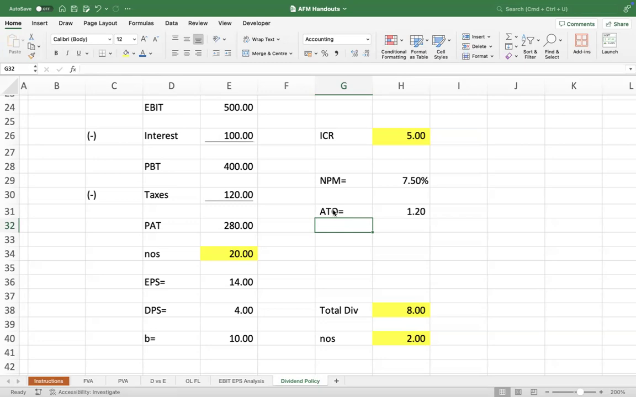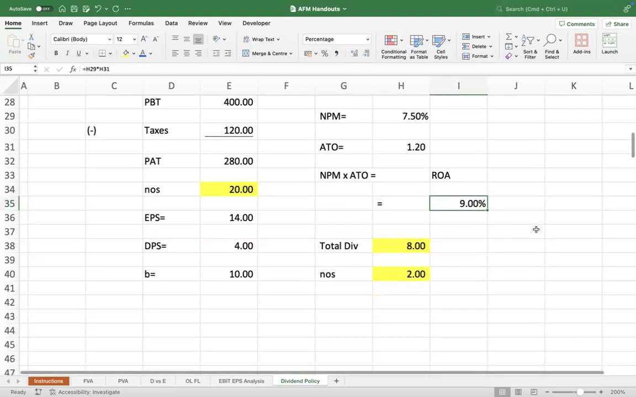So if I do NPM into ATO, what does it tell you? It will give you net profit by sales into sales upon assets. So sales and sales will nullify, and you will get net profit divided by assets, which is nothing but return on assets. In the event of no further information given, this ROA becomes your internally generated return by the organization. And therefore, this becomes how much? 7.5% into 1.2, which becomes 9%.